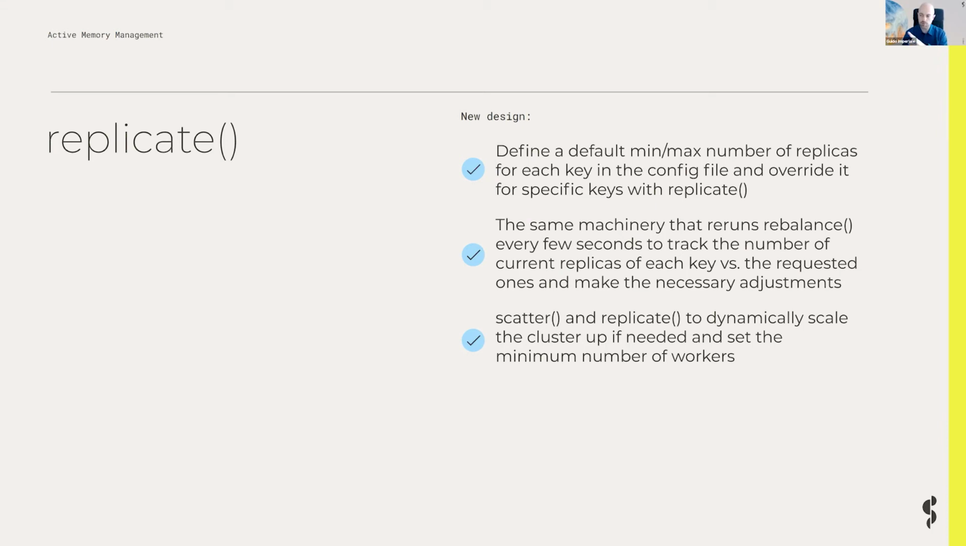Whenever you copy it from worker B to worker A, delete the copy in worker B unless you actually need it there. And again, to do so, we are going to reuse the same machinery of rebalance. So every 5 seconds or so, the rebalance daemon runs, it will go through all the keys that have more copies than required or fewer copies than required, and do necessary adjustments.